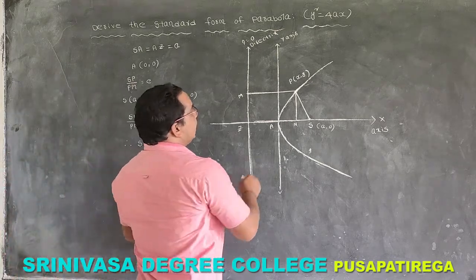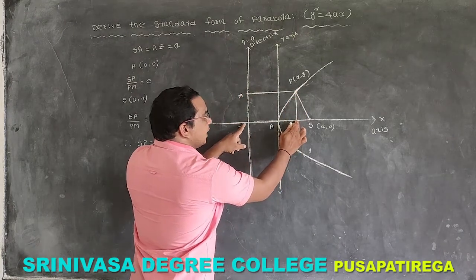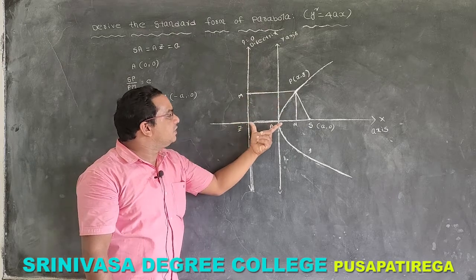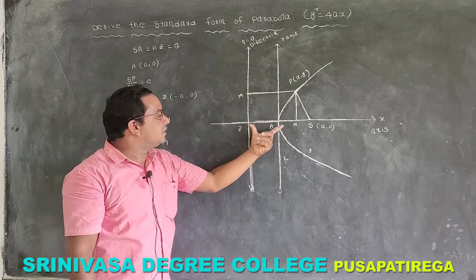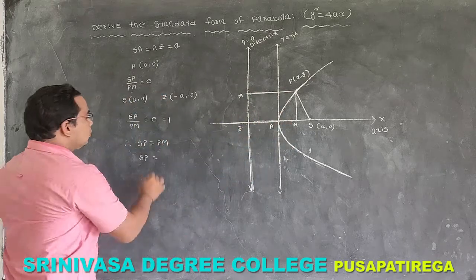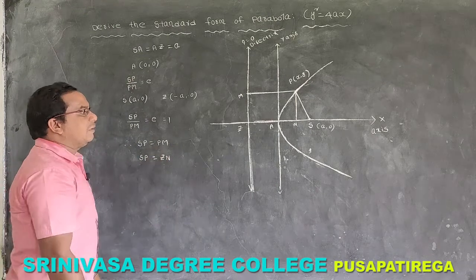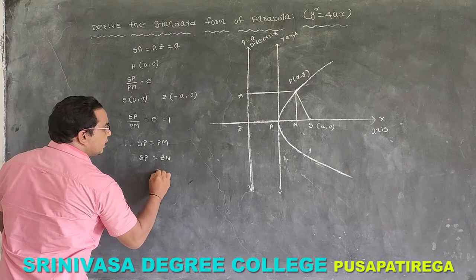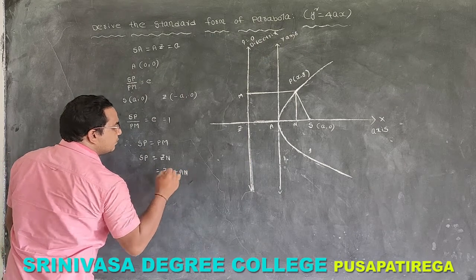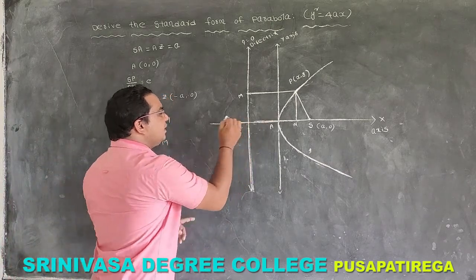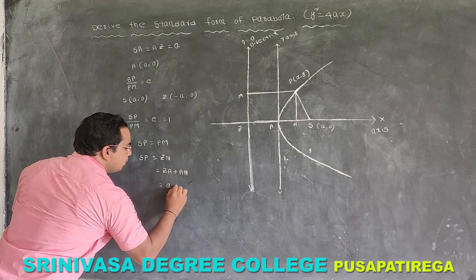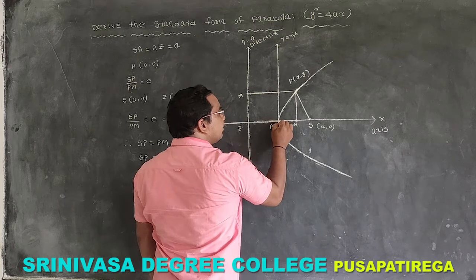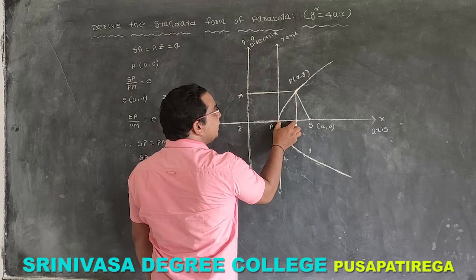From the diagram, the distance PM is the same as ZN, because ZNPM is a rectangle, and the opposite sides are equal. That's why PM is equal to ZN. From the diagram, ZN can be written as ZA plus AN. So ZN is equal to a plus AN, where AN is the distance from A to N. A is the origin and the point N is on the x-axis, that's why AN is equal to x.